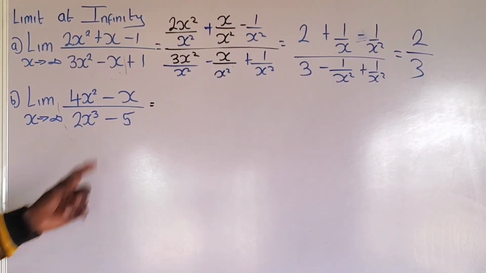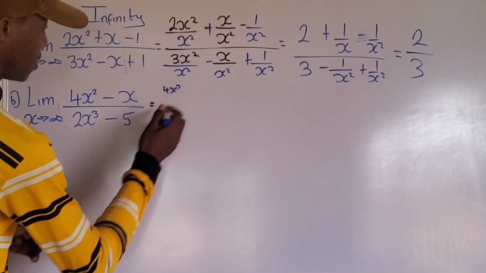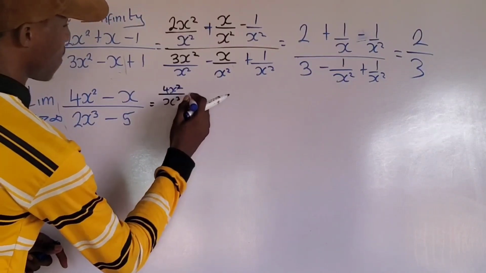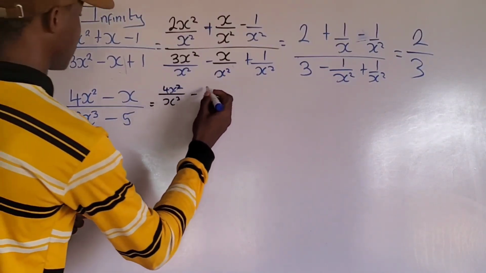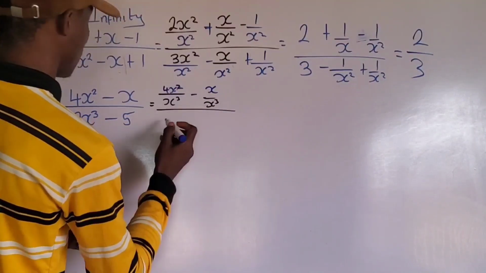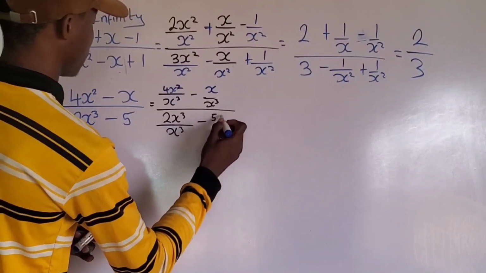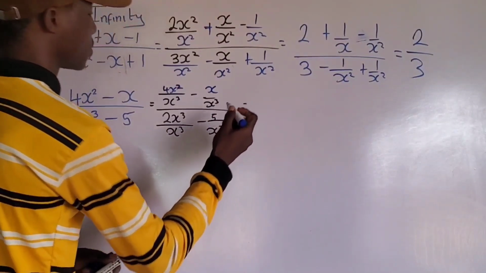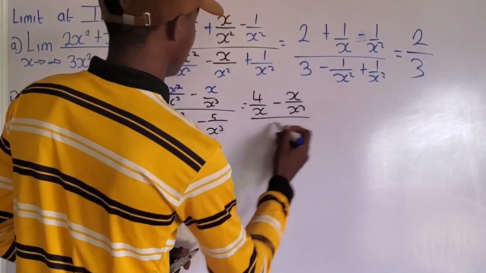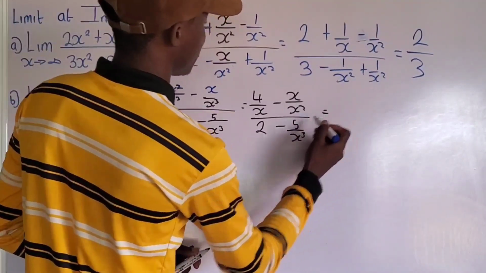x cubed, you understand? So for this I'm going to have, please pay attention, 4x squared all over x cubed, minus x all over x cubed, all over 2x cubed all over x cubed minus 5 all over x cubed, you understand? So for this we're going to have 4 over x minus x all over x squared, all over 2 minus 5 all over x cubed. The final answer will be 0.